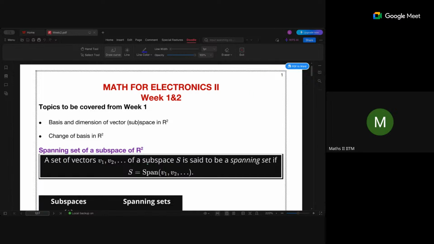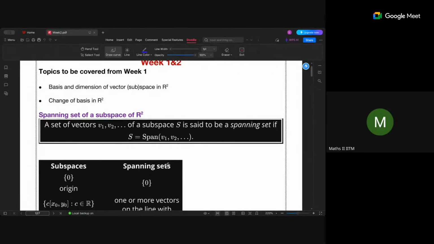Getting started. Okay, so we will quickly recall what is span and the subspaces of R2. What are spanning sets of a subspace of R2? A spanning set means a set of vectors v1, v2, etc. of a subspace S, and this set is said to be a spanning set if S is equal to span of v1, v2, etc.